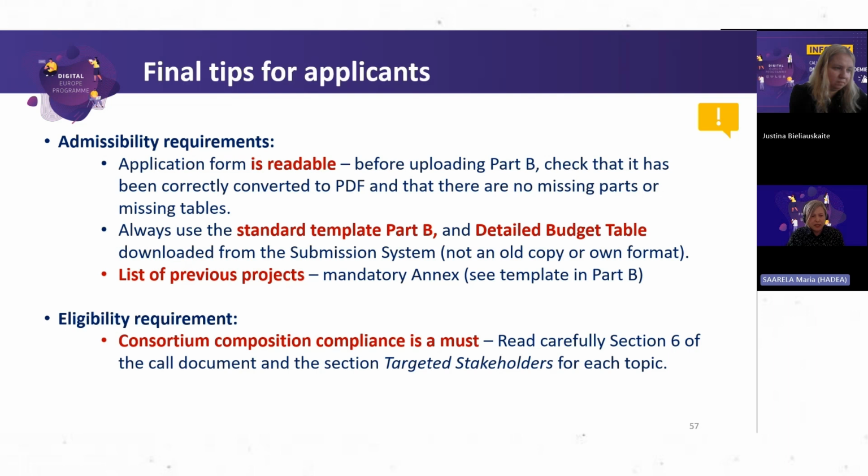Then for eligibility, consortium composition is a must. So if you don't comply with the minimum requirements that are set in the call, we will not go forward with the evaluation of your proposal. So make sure you reach the minimum target. And then someone was asking before in the chat about the maximum number of participants. There's none. It's really the minimum requirement that has to be respected to be eligible.